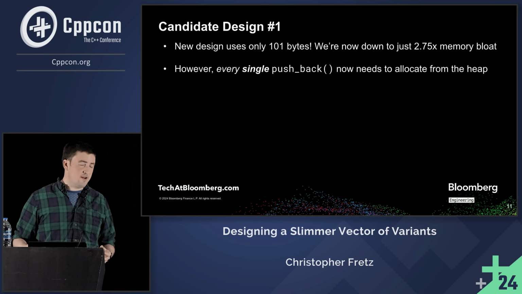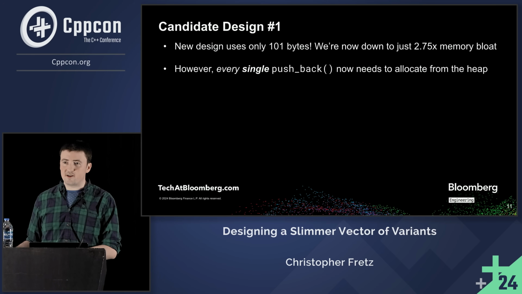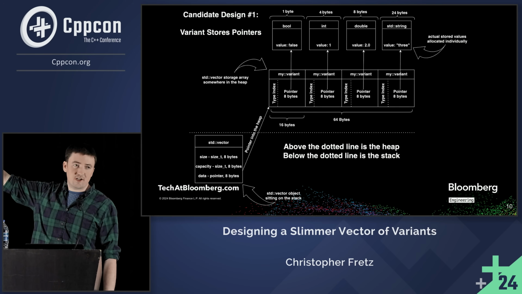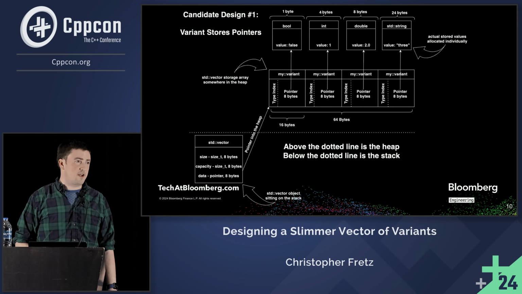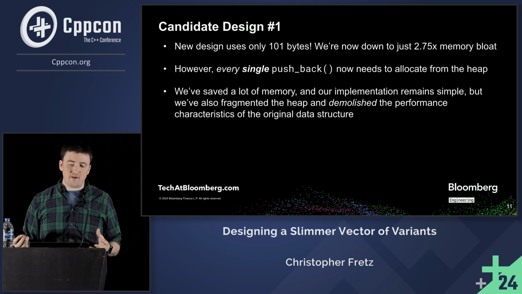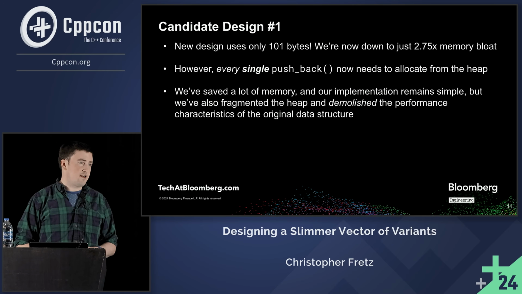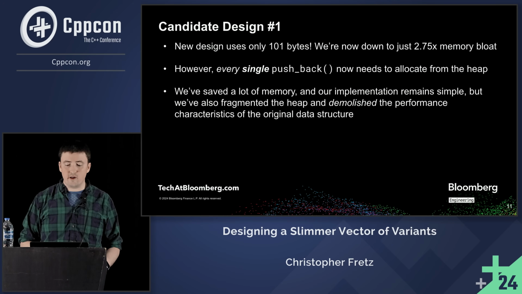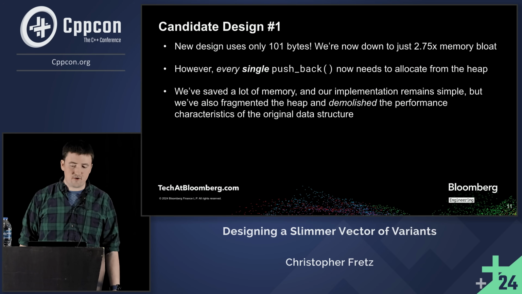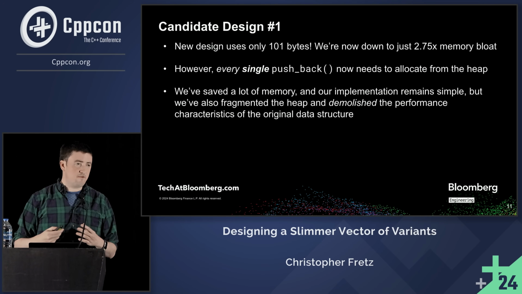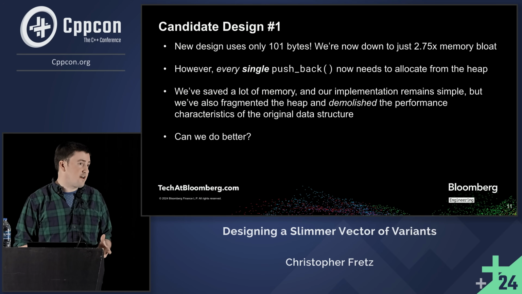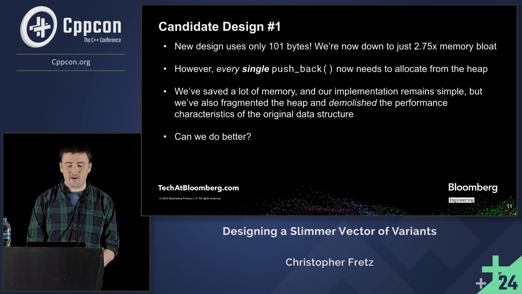The problem, though, is that now every single push_back into this vector is going to allocate, because the variant is now doing unconditional allocation. Every single time you push something into this vector, you're going to take a heap allocation. And we've completely changed the performance characteristics of the data structure. The memory ceiling is way, way lower. But if we're going to have to allocate every single time, this is not going to be a performant data structure. And there are also problems of heap fragmentation, all sorts of things that come into this. And so again, can we do better? There's got to be some way for us to do better here.